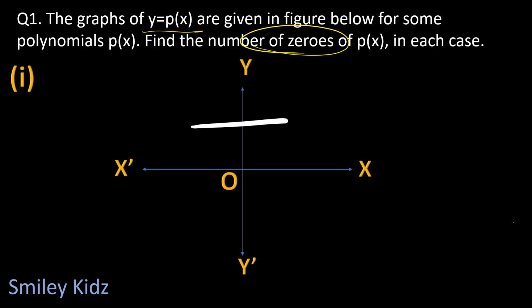Now let's have a look at the first question. This is the graph of the first question. Now we observe that this line is not at all intersecting the x-axis. So do you think there is any zero for this particular polynomial? No, there is no zero. This is because the graph is not intersecting the x-axis at all. Hence, there are no zeros.